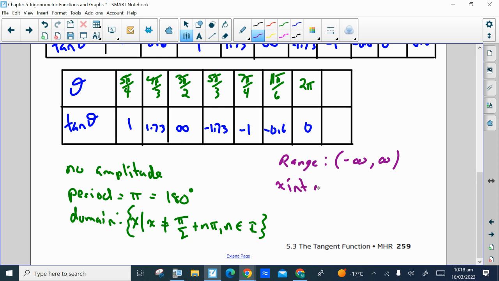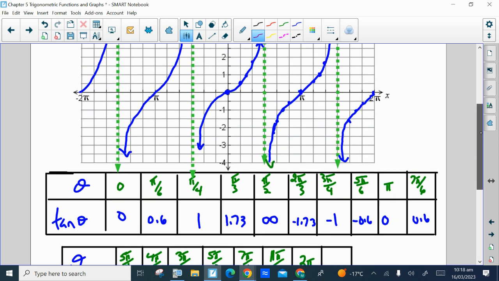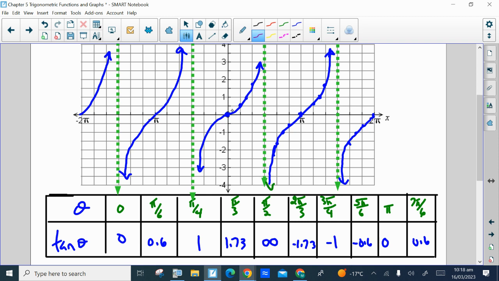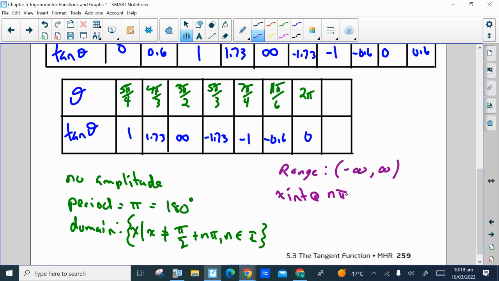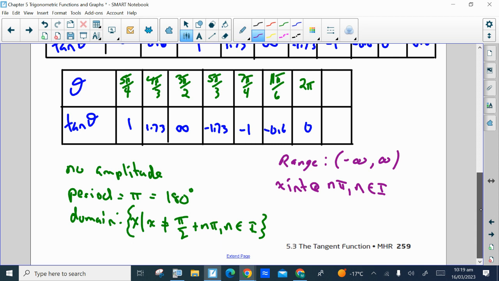I said earlier too that we'll often be asked to find or state our x-intercepts. The first x-intercept is at 0. The next one, because the period is pi, the next one will be pi radians away, and then another pi. From 0 we can go to negative pi, negative 2 pi. Our x-intercepts are at every multiple of pi, including 0 pi. N is an element of integers, 0 is an integer. So there's the x-intercepts. They go on for infinity following that same pattern.